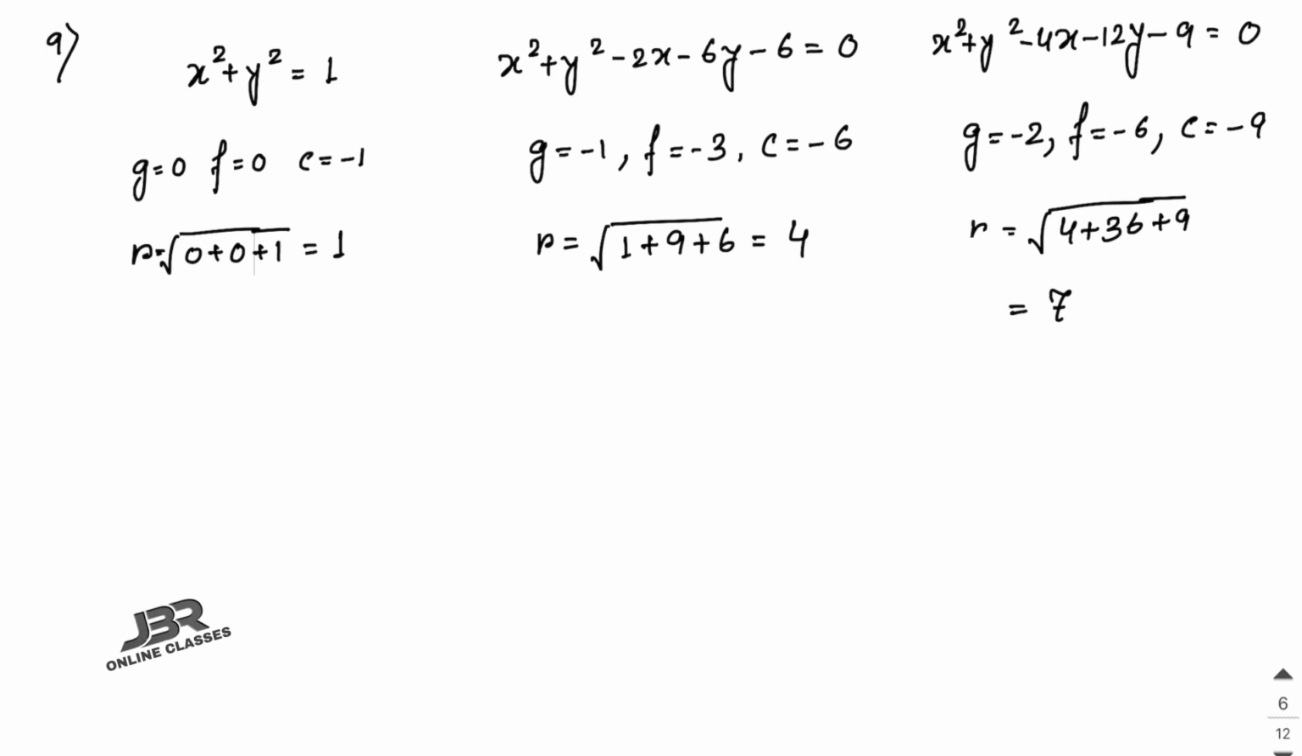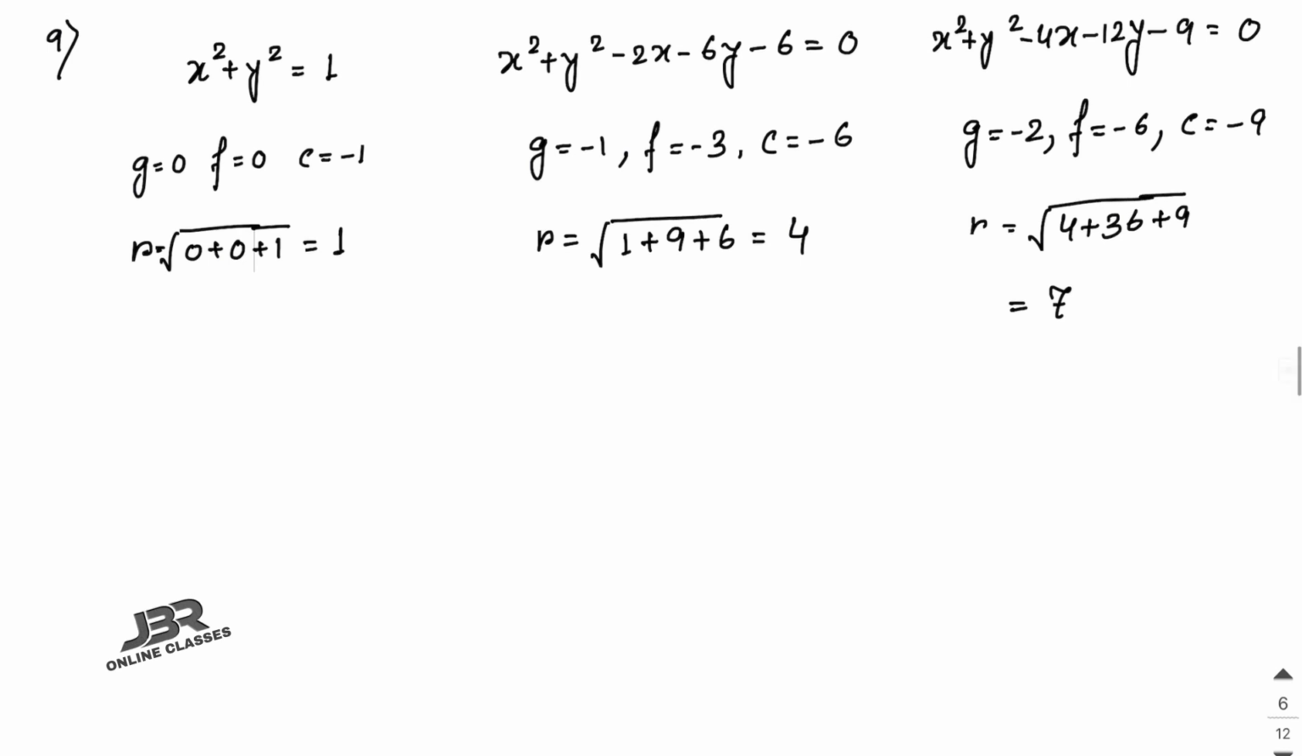Now you have to prove that these three radii are in AP. If three numbers are in AP, then double of the middle one equals the addition of the first one and the last one. So 2 into 4 equal to 8, and that also equal to 1 plus 7. So it's proved. That means the 3 radii are in AP.